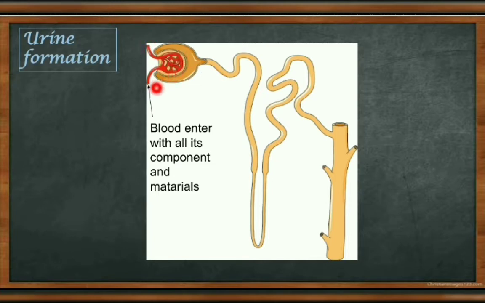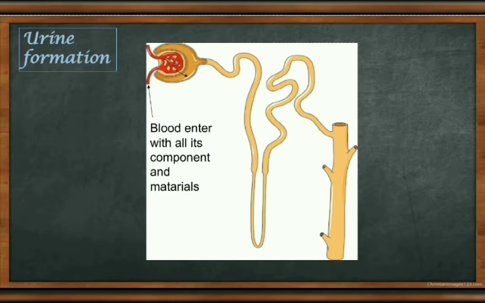So we all know that the structure of this one, that is the afferent artery, is broader, and this one is narrower. So it creates pressure here. With the pressure, both are semi-permeable membranes. So due to pressure, some minerals are transferred from the glomerulus capsule to the Bowman's capsule, from here to here.